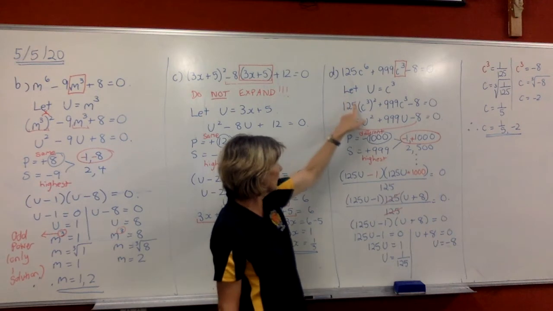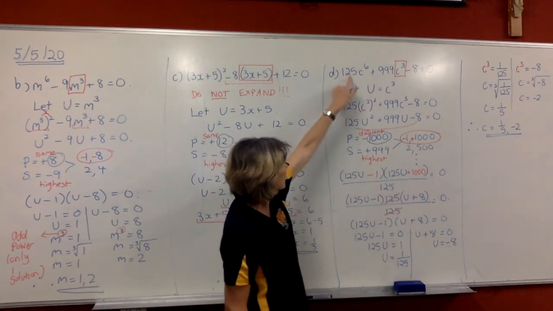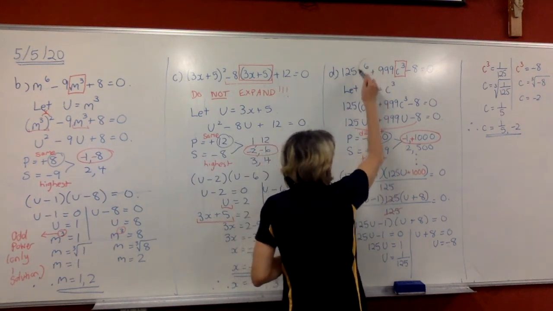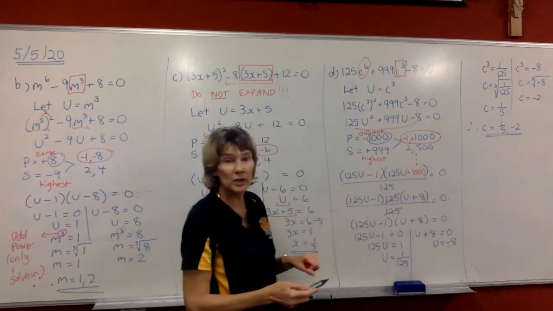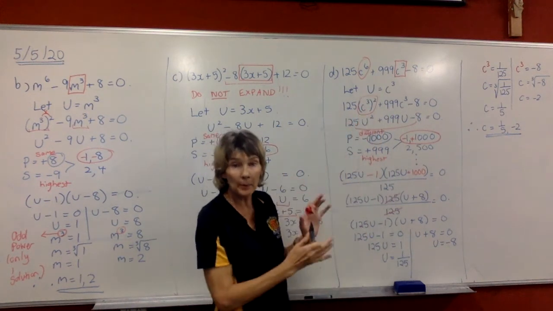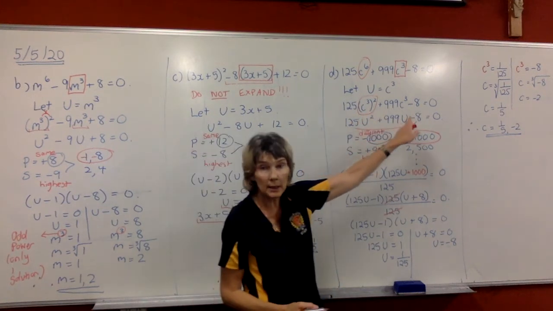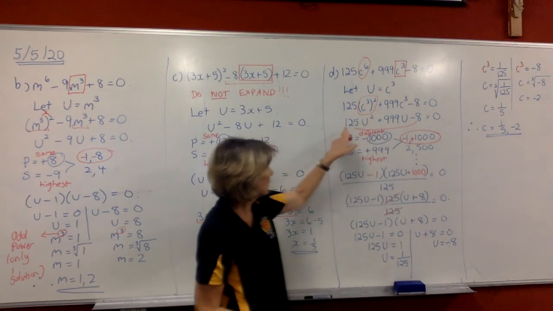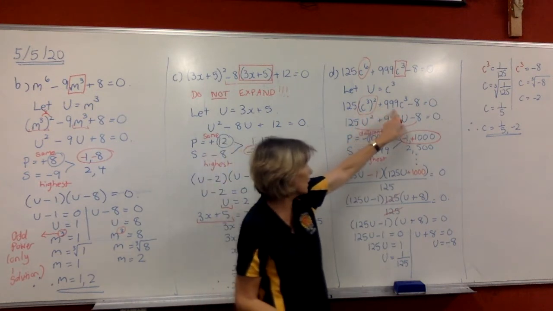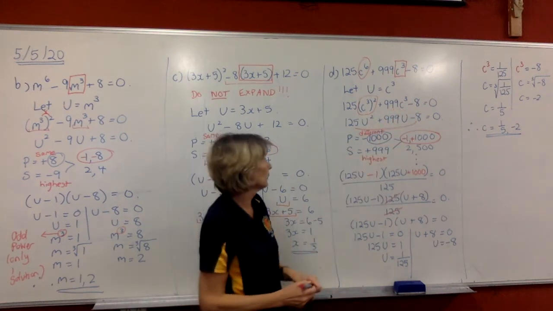Don't forget that here, in this first term, we've got to make sure we have a c cubed. So we keep our 125, and then this bit, c to the power of 6, is written as c cubed in a bracket squared. Okay, so then everywhere you see a c cubed, we're going to put u in. So we've got 125 u squared plus 999 u minus 8 equals 0.